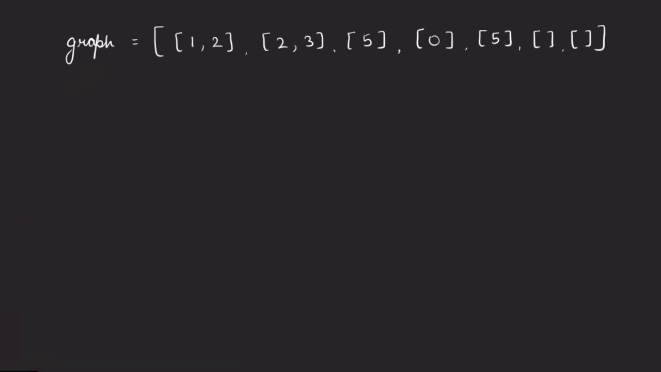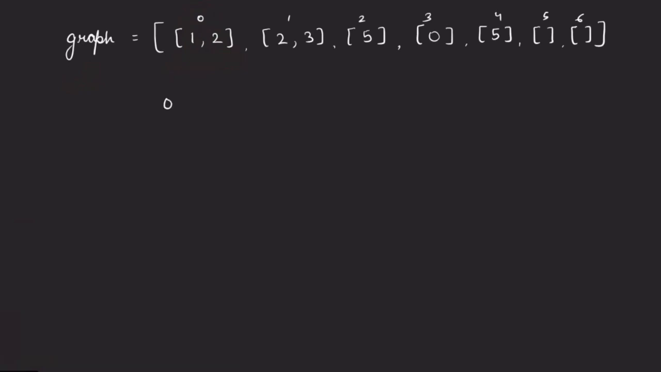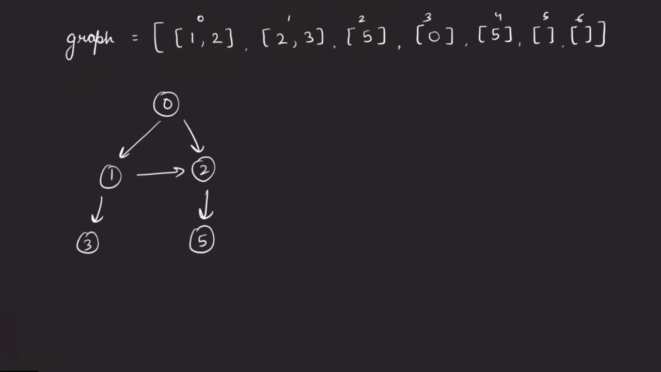So basically, this is index 0, this is 1, this is 2, 3, 4, 5, and 6. So this is denoting that from node 0, we have a directed edge towards node 1 and node 2, right? So if we draw the graph, first we have node 0, which has a directed edge towards node 1 and node 2. Then node 1 has an edge to node 2 and 3. So node 2 here and then node 3 over here. Then node 2 has a directed edge towards 5. So this is node 5.